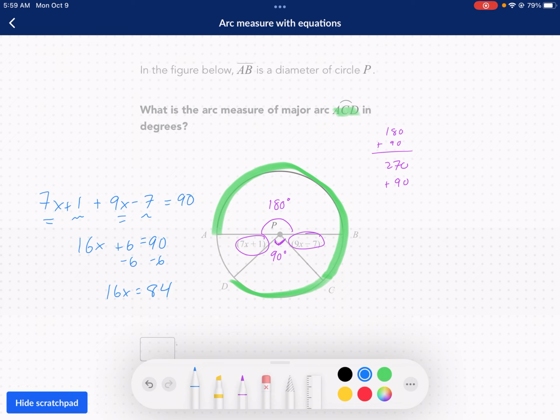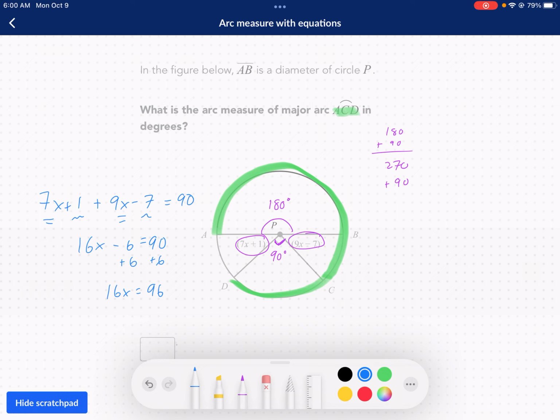7x plus 1, 9x minus 7. Oops, I see what I messed up already. So I had a -7 here and a +1. That needs to be -6. So I really should be adding 6 to both sides, and that will give me 96. Good thing I double-checked my work.